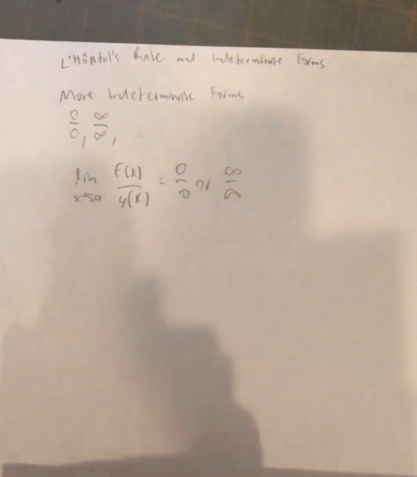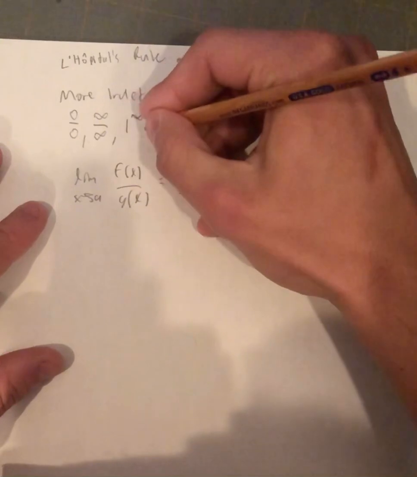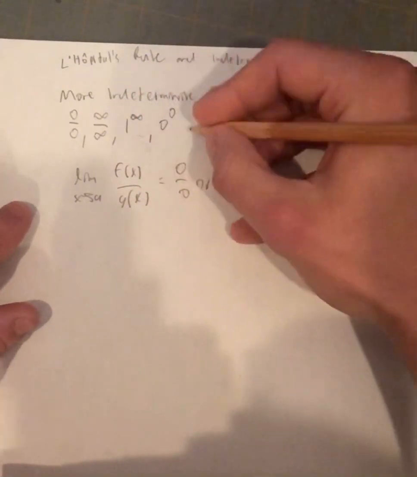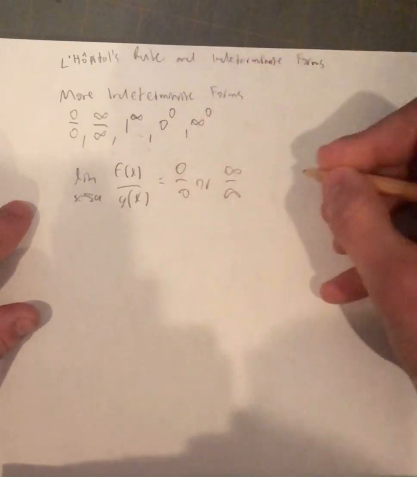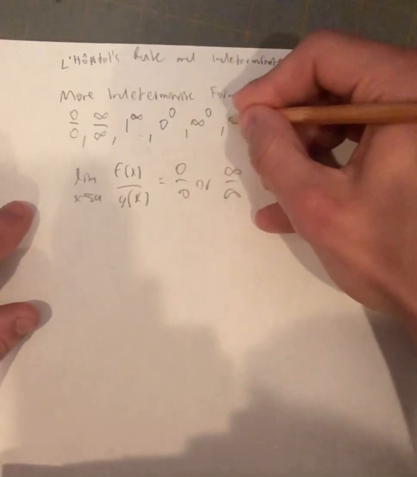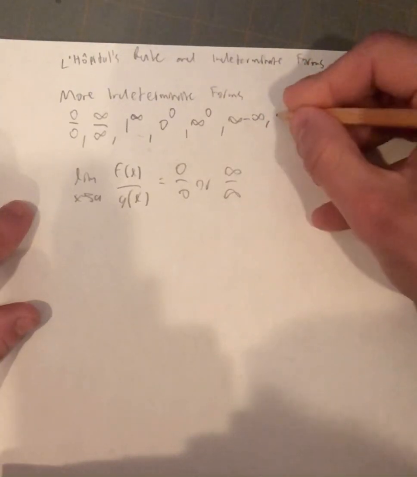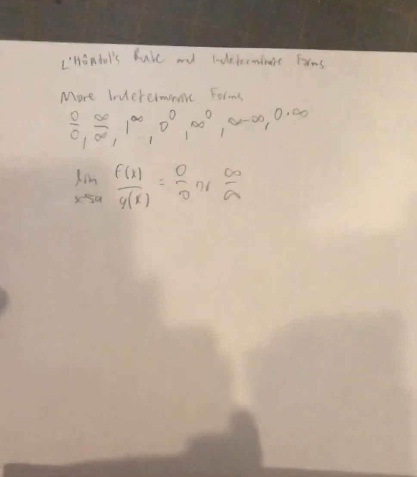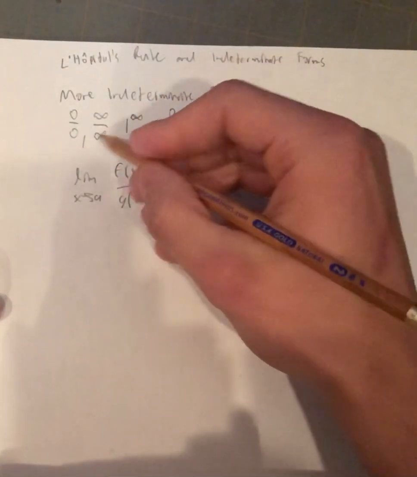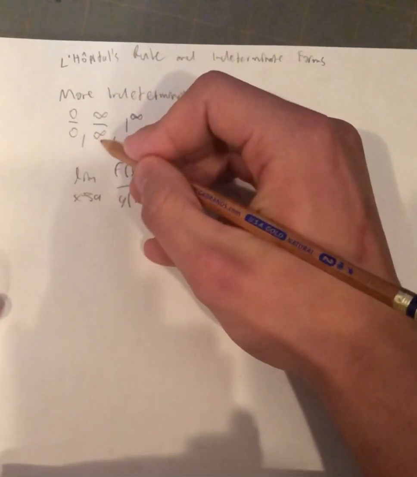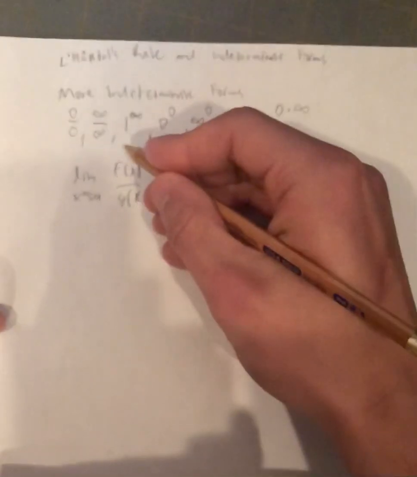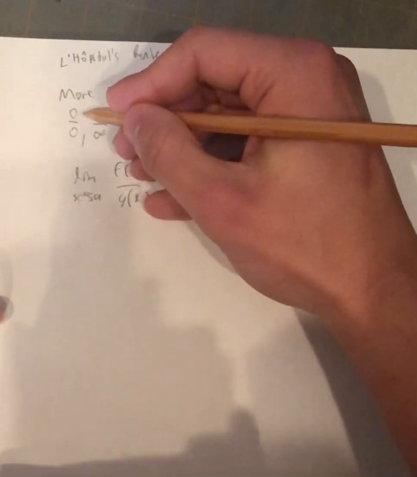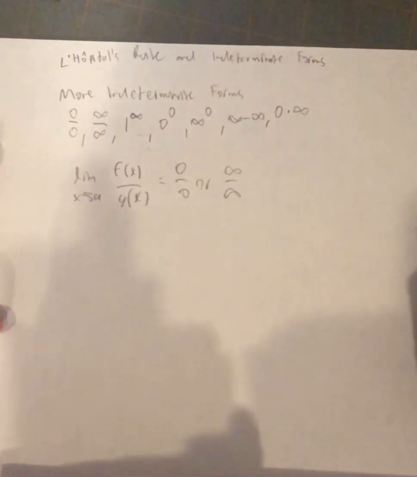For example, there is 1 to the power of infinity, 0 to the power of 0, infinity to the power of 0. There's infinity minus infinity, and 0 times infinity. These are the indeterminate forms. It's important to note, if you get an indeterminate form that is not 0 over 0 or infinity over infinity, you need to convert it into a form that is 0 over 0 or infinity over infinity before you can use L'Hopital's rule.